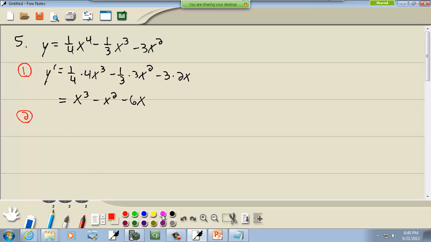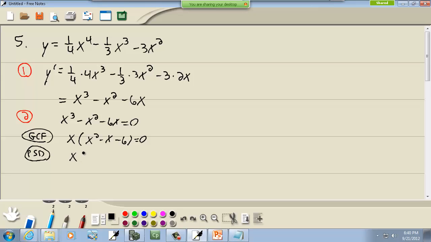Now, step 2, set your derivative equal to 0 and solve it. These will give you your critical numbers, critical values. So we got x to the 3rd minus x squared minus 6x equals 0. We'll factor out the GCF, which will be x, and that gives us x squared minus x minus 6 equal to 0. Now what's inside the parentheses we can factor using the PSD method, and it factors as x minus 3 times x plus 2 equal to 0.